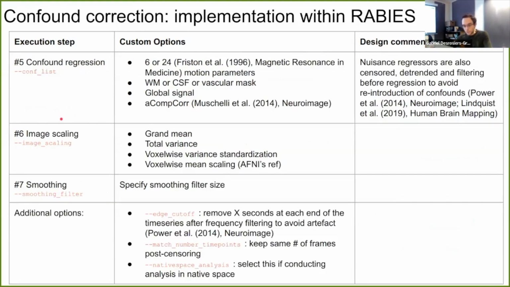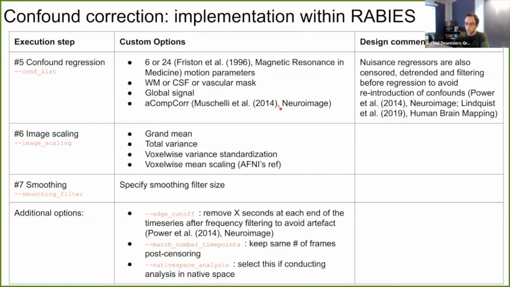So after frequency filtering is confound regression. You can specify with which regressors you want to regress among the list here. So within RABIES, the options you have are either 6 or 24 motion parameters. You can regress the white matter, CSF or vascular mask signal for physiological confounds, the global signal, or use this anatomical CompCor technique.